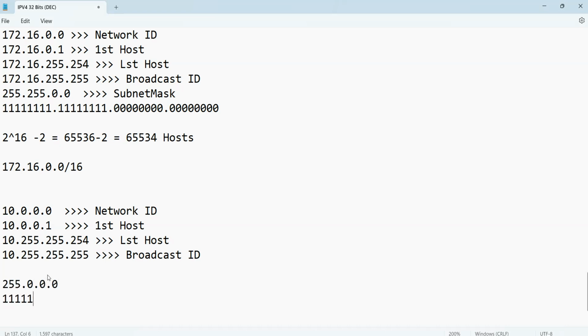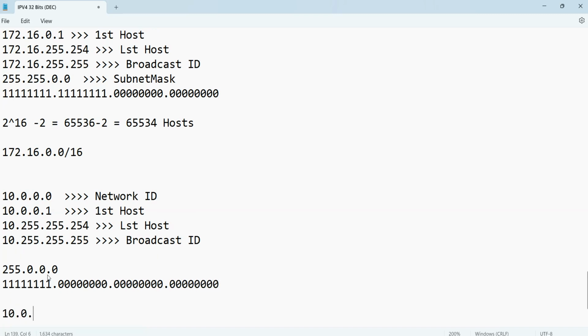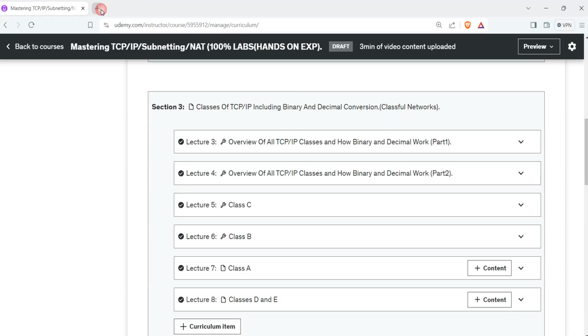So 1, 2, 3, 4, 5, 6, 7, 8, for each of the four octets. So it's a /8. So 10.0.0.0/8. That's a CIDR. Only one 255, which means the first octet is a network and the last three octets is a host. So now I have 24 bits for the host. 2 to the power of 24 minus 2, which equals 16,777,214. If you're not sure, you get online and you check this out.